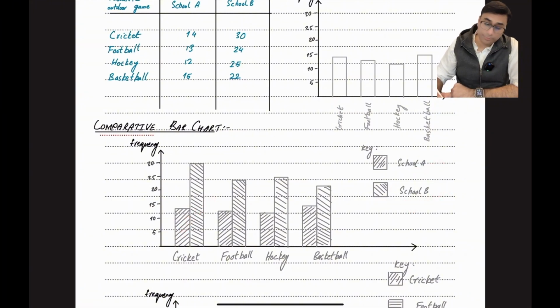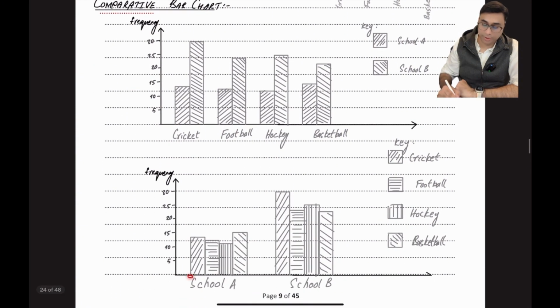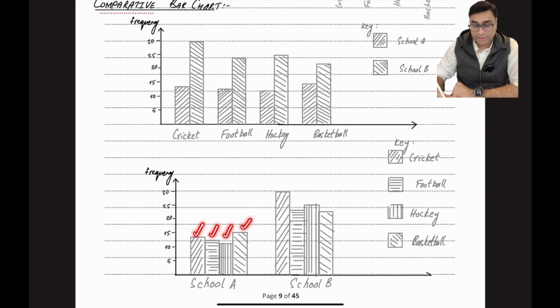You can also make a comparative bar chart in this case, where you might want to compare the participation in each sport for a particular school. So you will have to make 4 bars for school A, one for each individual sport, and 4 bars for school B, one for each individual sport. You can make these vertical bars, and their heights will be their corresponding frequencies. You should make equal widths, and all of these vertical bars are for school A, and all of these vertical bars are for school B.